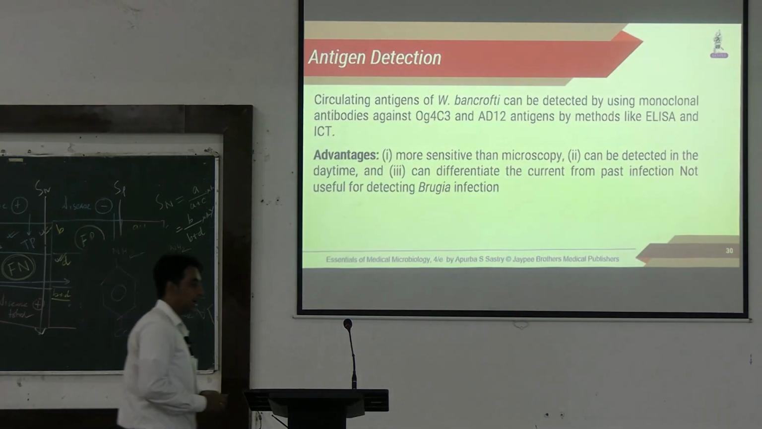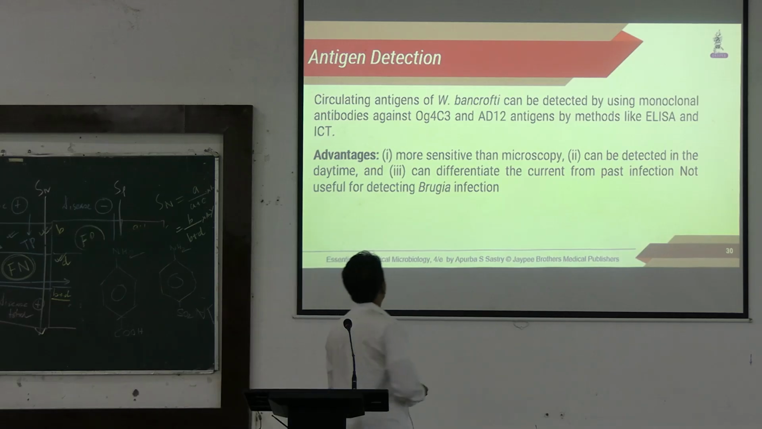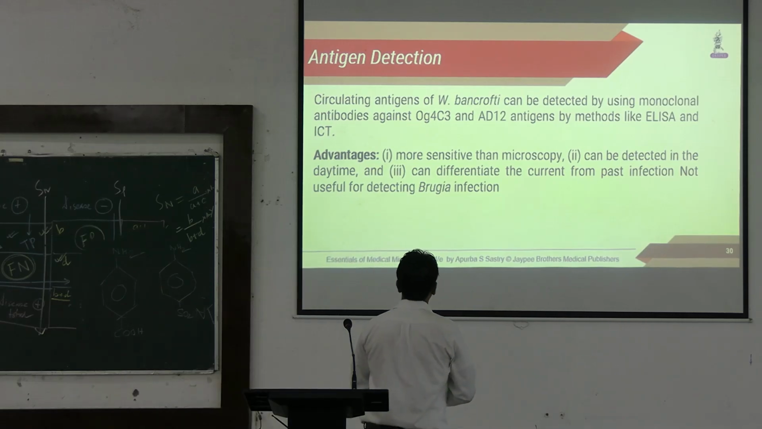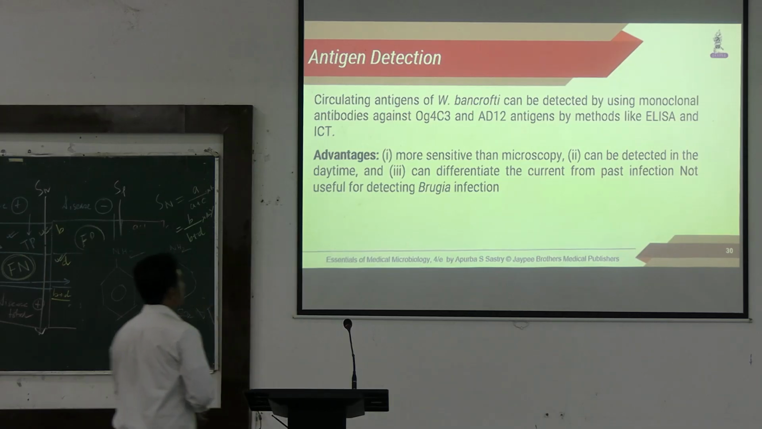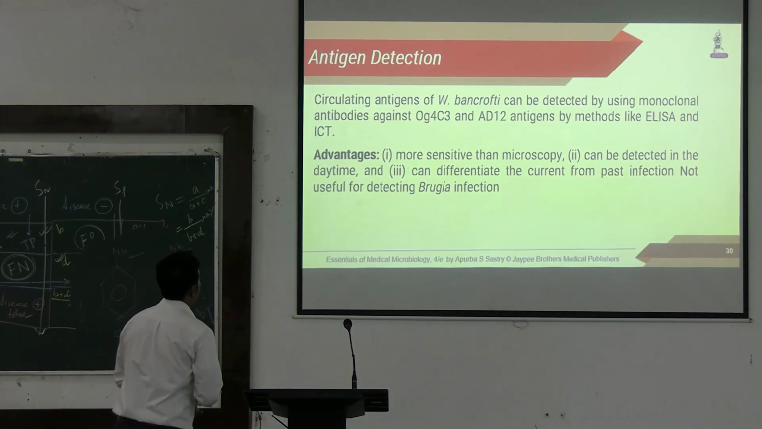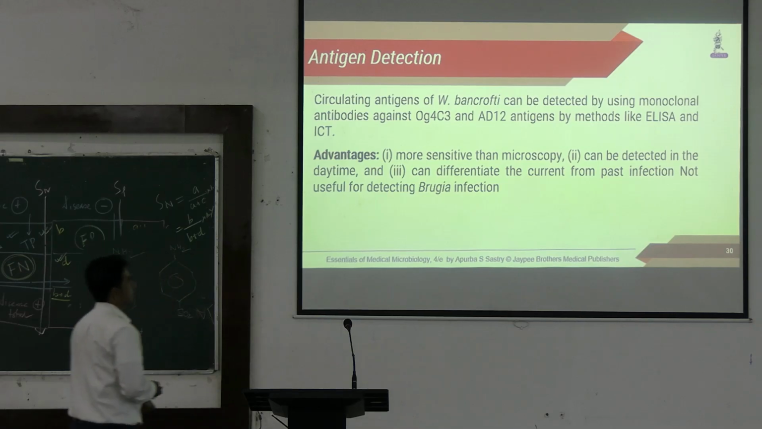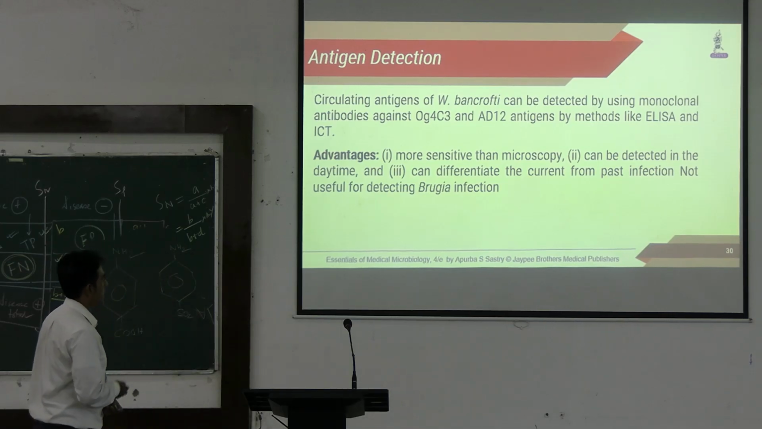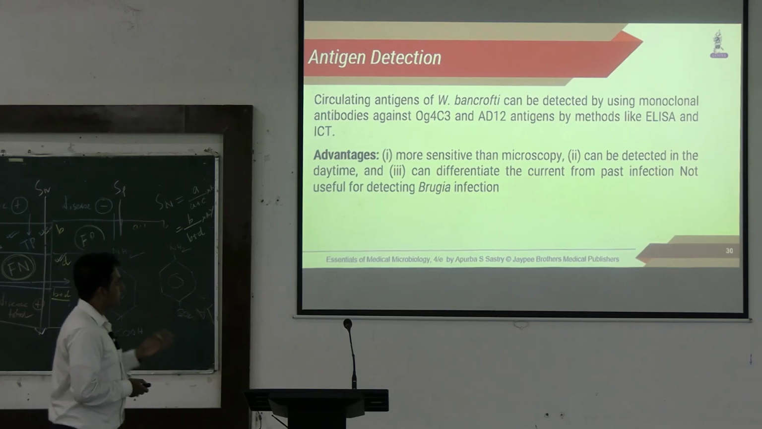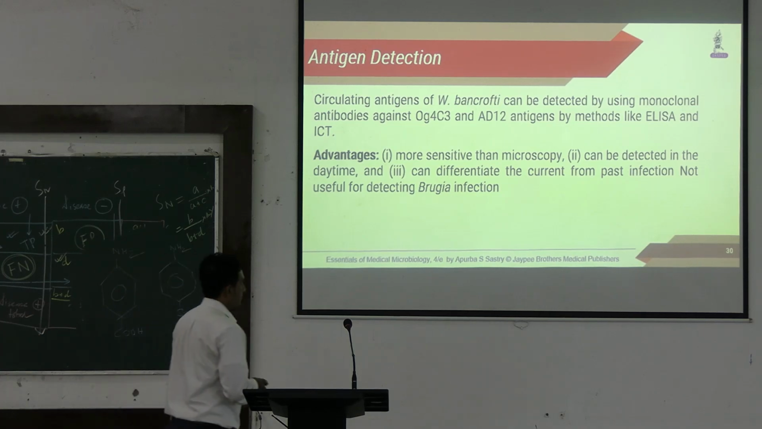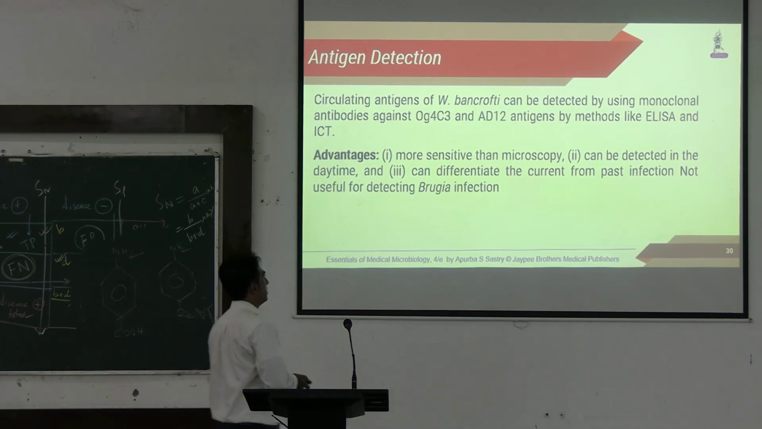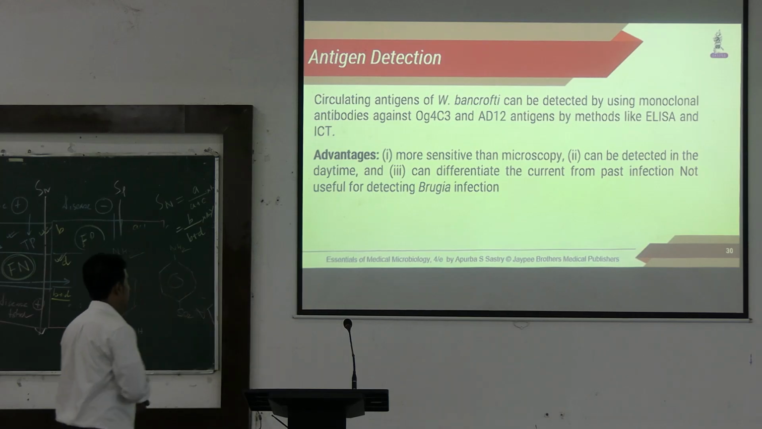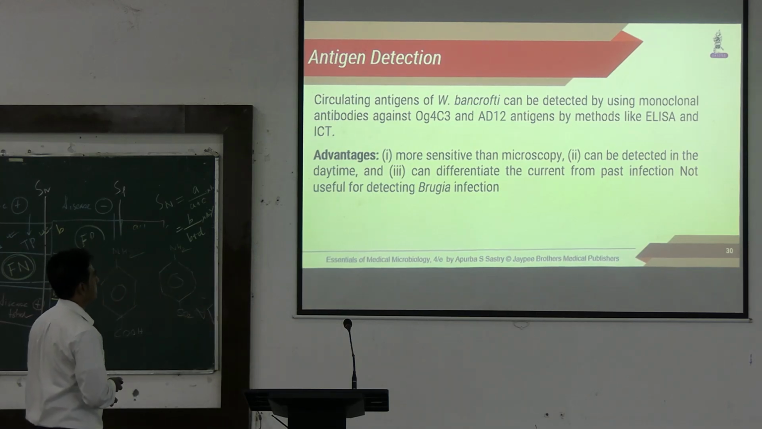And what are the other methods of diagnosis? We can do antigen detection. Circulating antigens of Wuchereria bancrofti can be detected by using monoclonal antibodies against the Og4C3 and AD12 antigens by ELISA and immunochromatographic test. These are more sensitive than microscopy and can be detected in the daytime and can differentiate the current from the past infection, but not useful for detecting the Brugia infection.